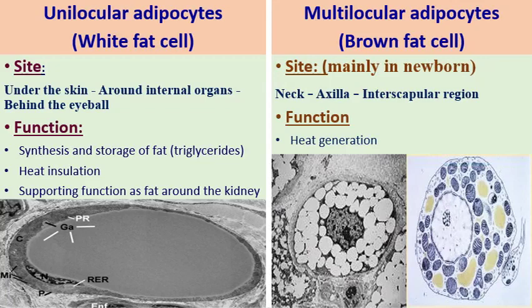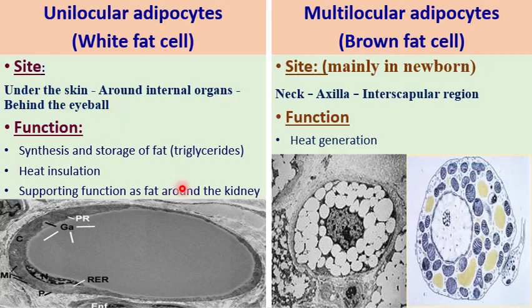Another cell is the fat cell, sorry. Fat cell may be unilocular adipocyte or multilocular adipocyte. What does that mean? Unilocular adipocyte or white fat cell means one large granule of fat. This type of cell is present under the skin, around internal organs like the kidney, and behind the eyeball.